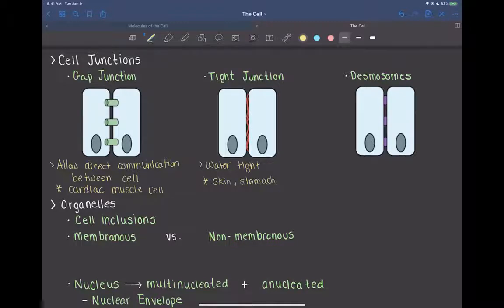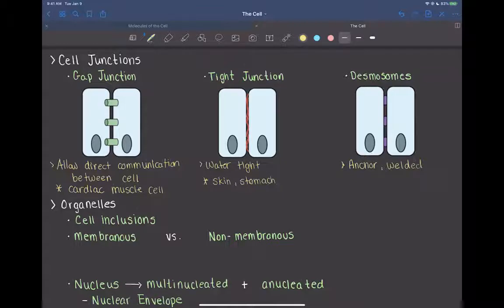All right, and then our last type of junction is called a desmosome. These are going to be kind of like anchors. They're really, really strong and tough. They resist tearing and stretch. You can also think of it as kind of like welded connections between cells.